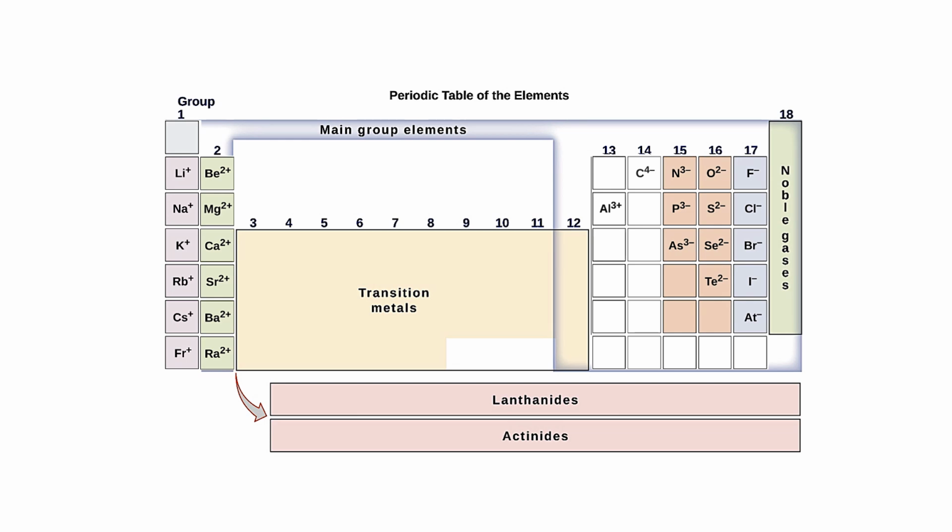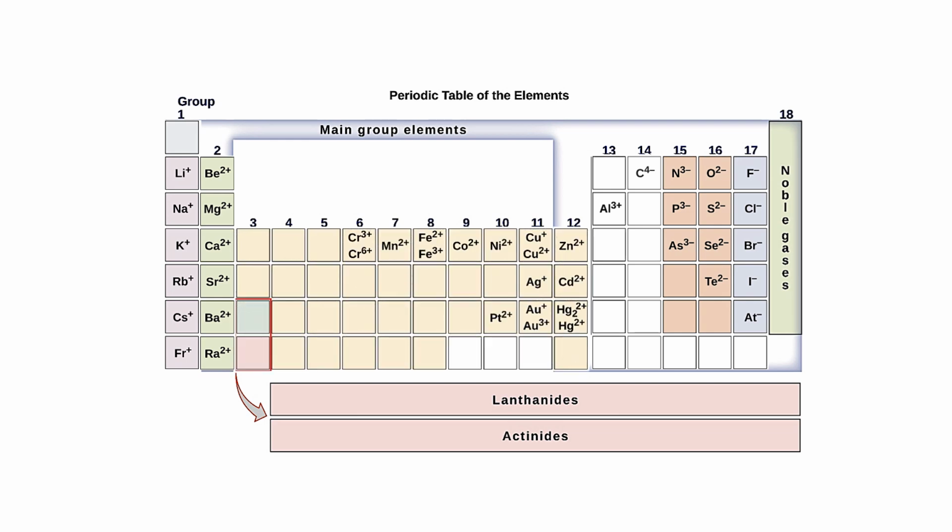It also shows the charges of some of the polyatomic ions that can be formed by the transition metals. Polyatomic ions means the element can take on different forms of ions with different charges. For example, copper can take on the form of positive charge 1 or 2, and gold can take on a positive charge of 1 or 3.